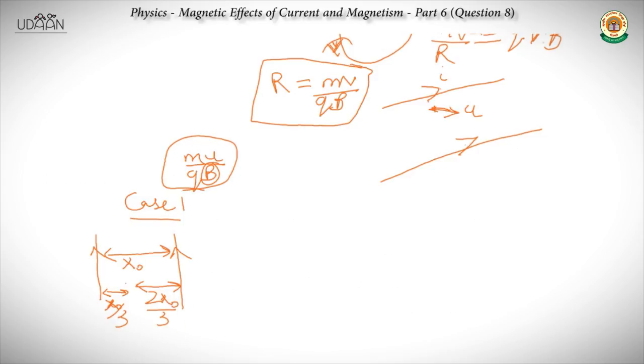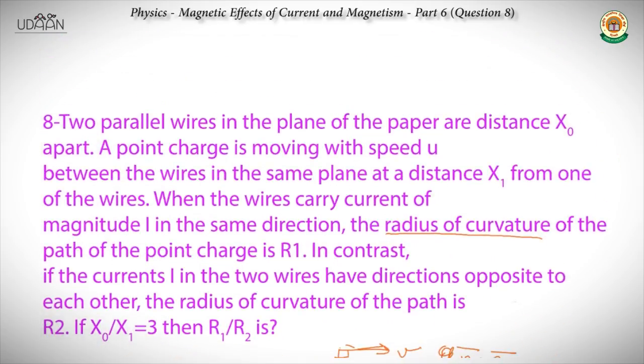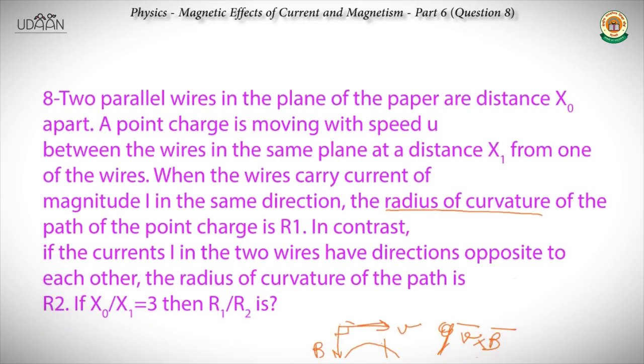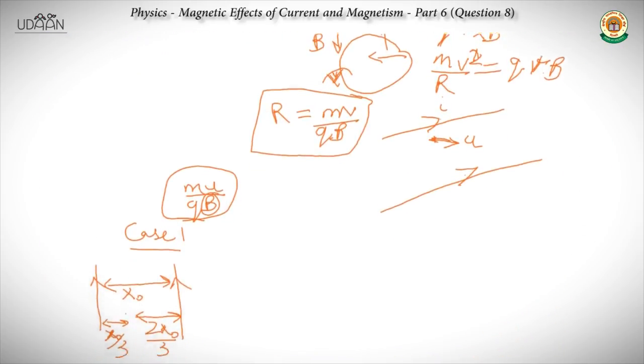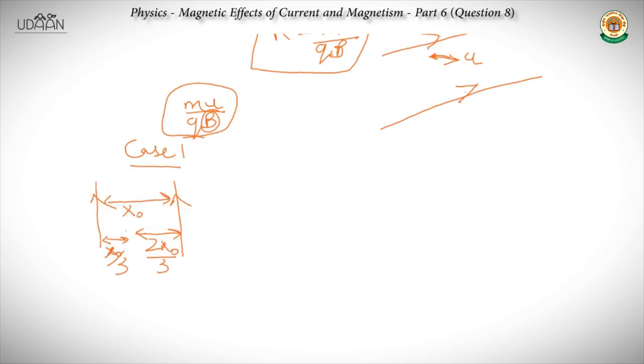So how did we arrive at this? It's basically given in the question, because you see two parallel wires are at a distance x0, and the distance of the charge from one of them is x1, and x0 equals 3x1, as given. So basically this x0 by 3 will be our x1, and the remaining part is 2x0 by 3.